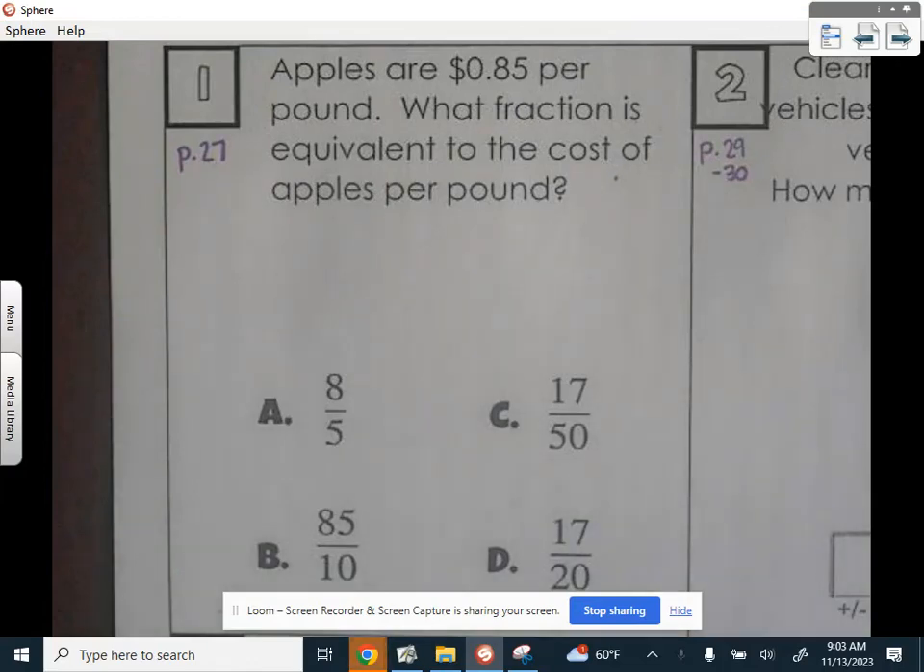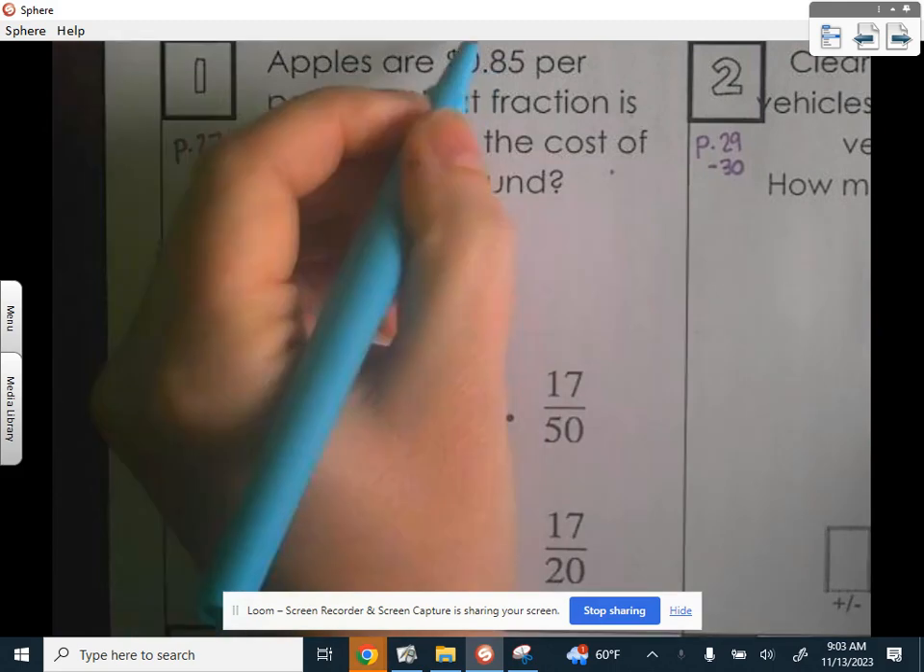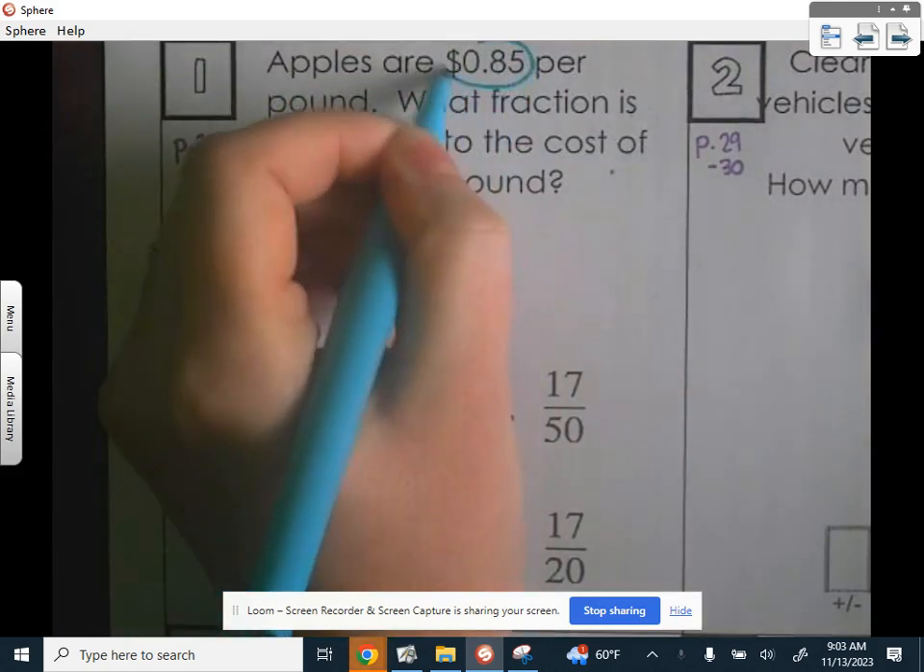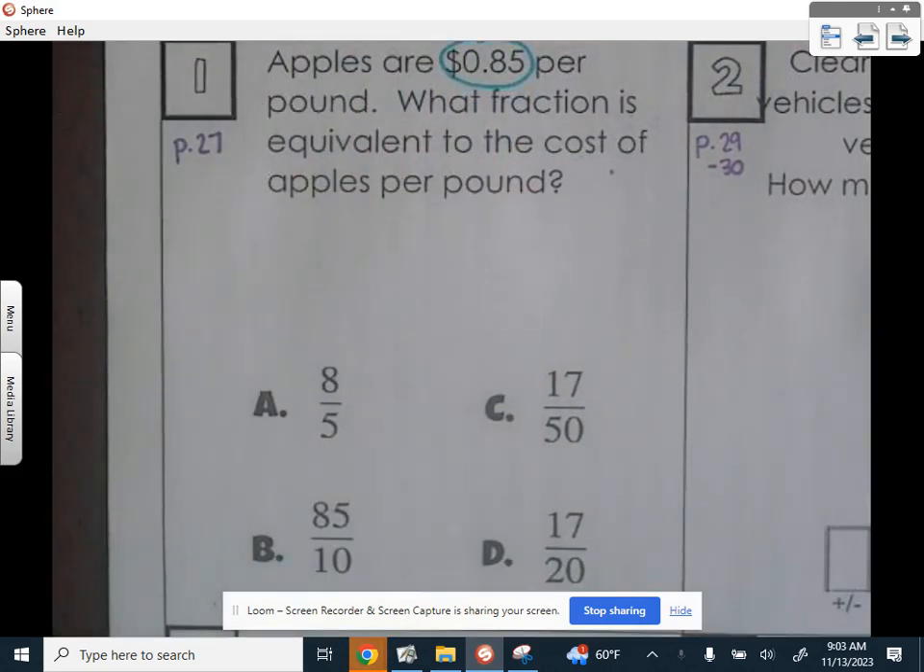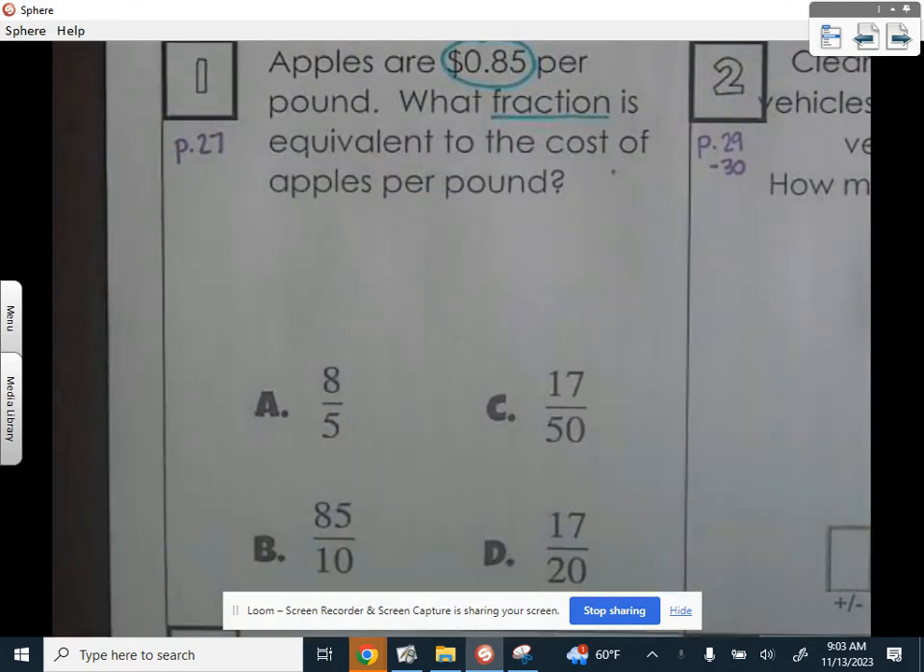Tomorrow over percents and fractions, decimal percent, all that good stuff. So if we look at question 1, they are giving us a decimal. It's in money form. That doesn't matter. It's a decimal. And they're asking us for the fraction that's equivalent to that. So you can find that on page 27 under decimal to fraction.